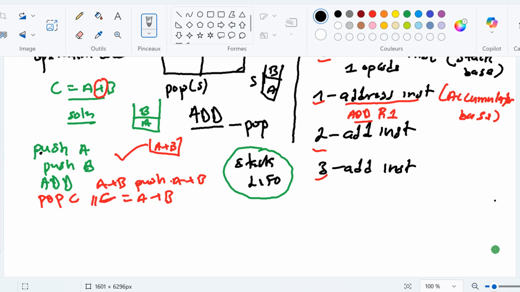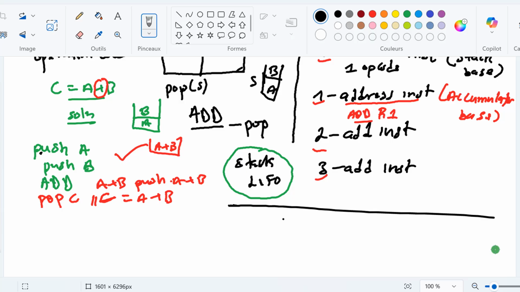To do so, the same reasoning. Keep in mind that this one address is accumulator based. How does it work? Accumulator based here simply means everything is being manipulated using the accumulator, and the accumulator is a register. Any operation you want to do, you are manipulating a register. Meaning if you want to add something, make sure you store it in the accumulator first. You do your operation, then the result is stored back in the accumulator.